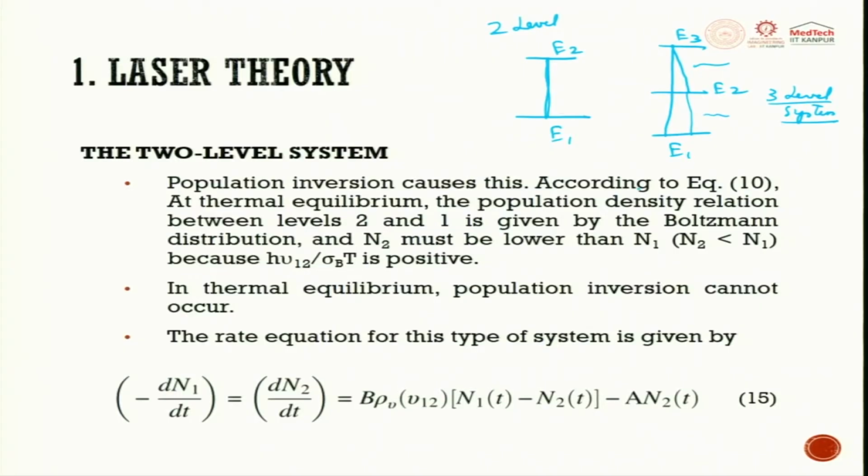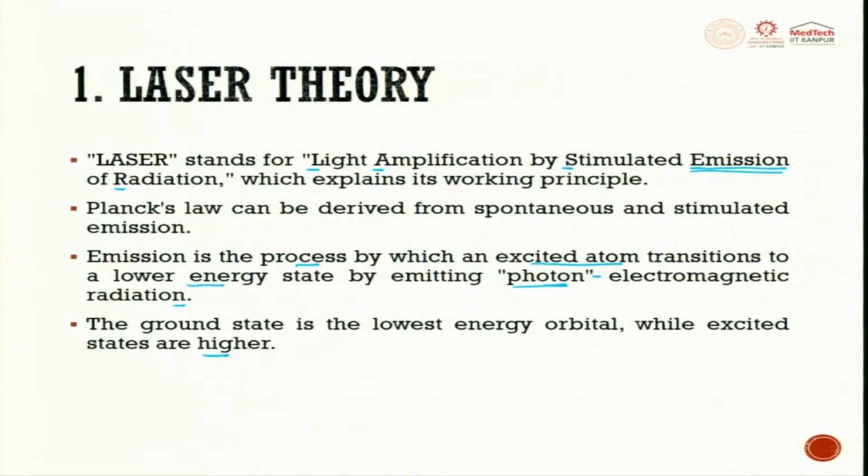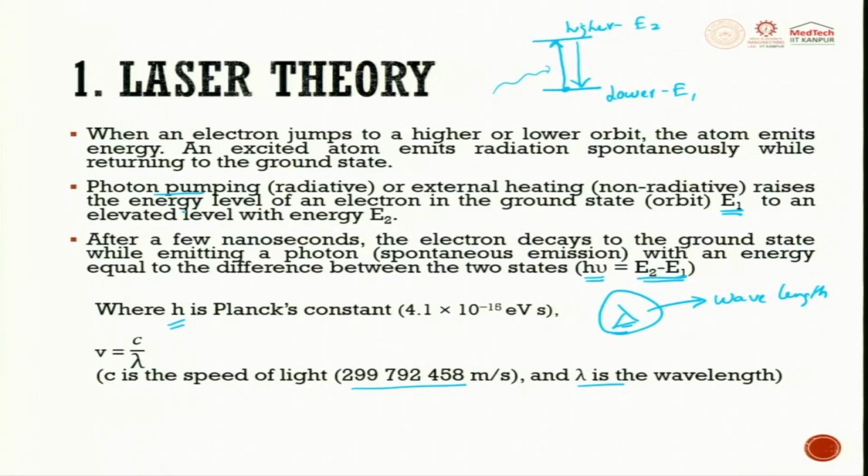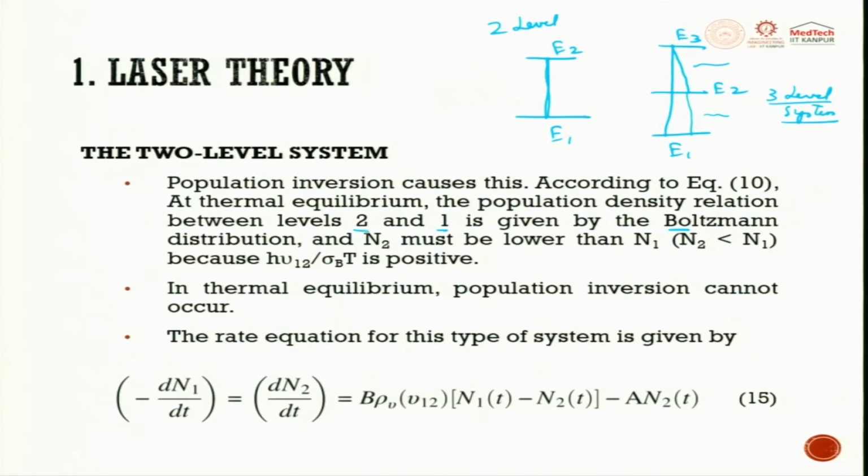According to equation 10, at thermal equilibrium, the population density ratio between level 2 and 1 is given by the Boltzmann distribution. See, I have now covered so many things. Slowly, if you walk through, first I talked about Planck's law, then the Boltzmann constant, then Planck's constant and Einstein. Now we are trying to see Boltzmann. Almost all these constants and distributions are getting integrated into one thing called the laser.